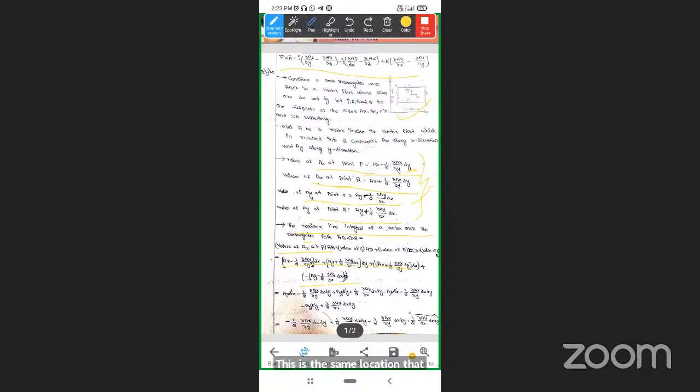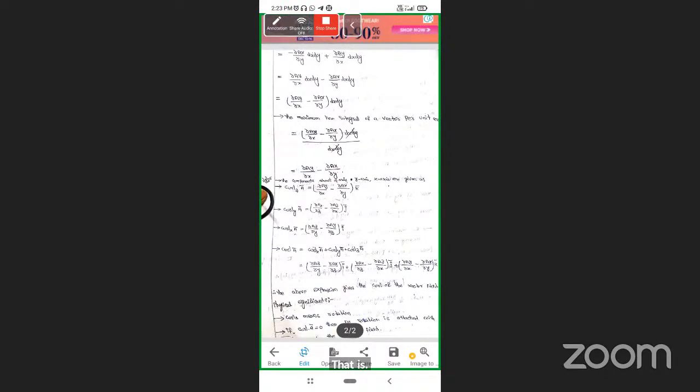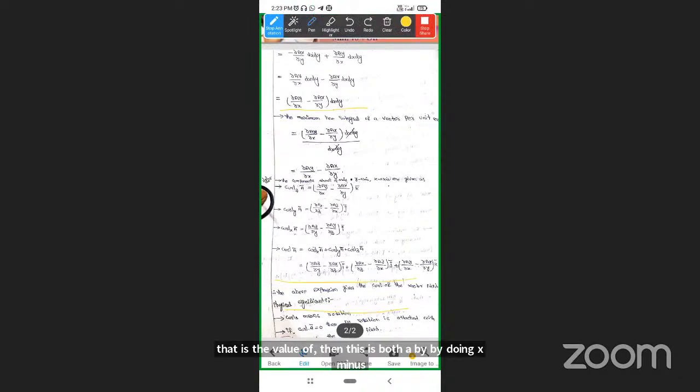That is the value, then this is ∂Ay/∂x minus ∂Ax/∂y into dx dy. This is the simplification, that is half, then two terms, 2 ∂Ax/∂y dx dy and 2 ∂Ay/∂x dx dy. So the 2 is cancelled, then the simplification is ∂Ay/∂x minus ∂Ax/∂y into dx dy.